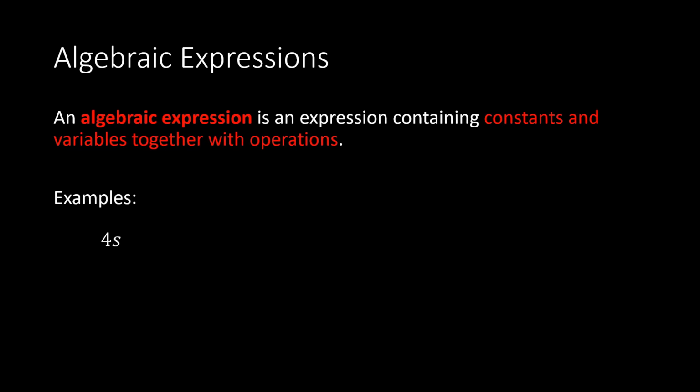4 is a constant and S is the variable. The operation is multiplication. Another example is 2xy squared. And then the square root of the quantity x plus y all over 2.